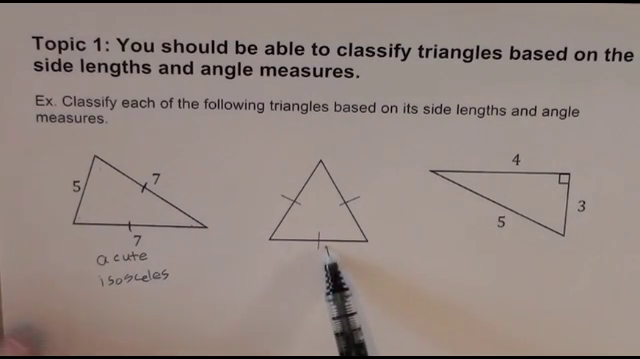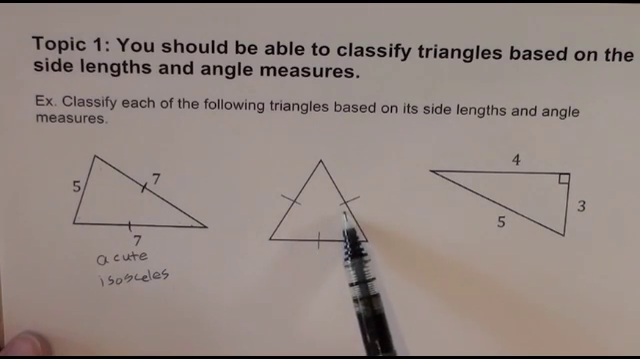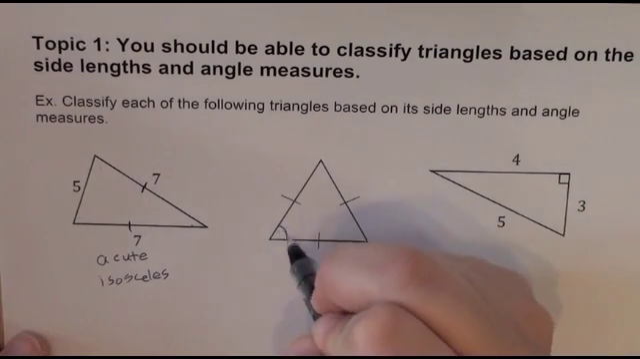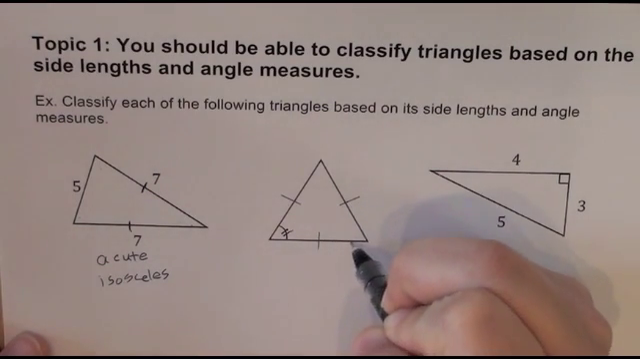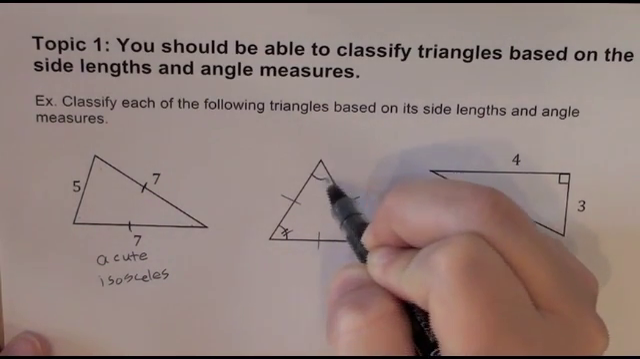In the next picture, this triangle has these marks on the three sides. Those are congruent marks, which means all three sides are the same length. That means that our triangle is equilateral. Now, the special thing is that when there are three equal sides, three congruent sides, that actually means the angles are also congruent.